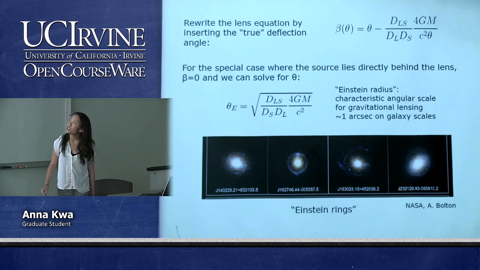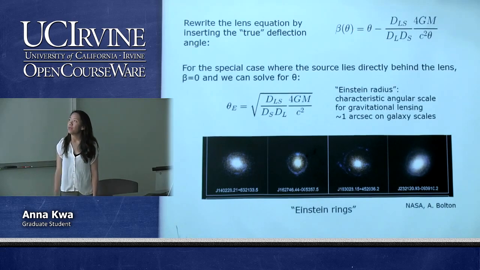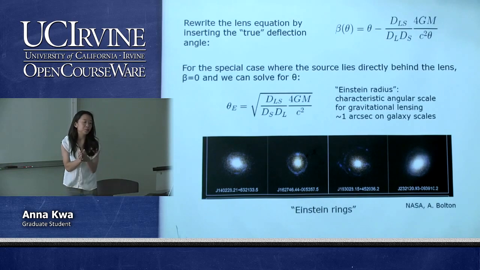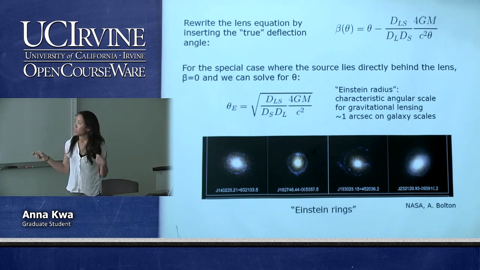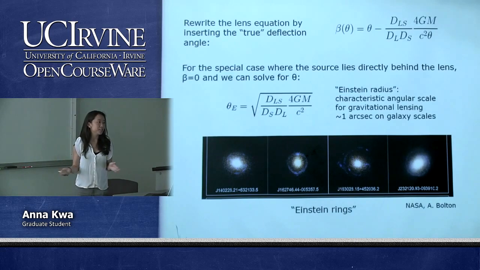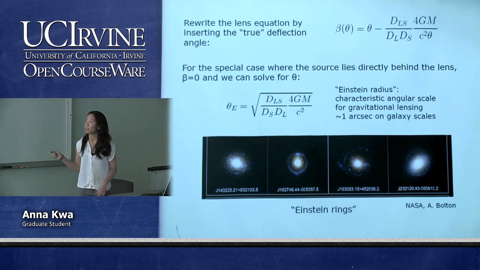Okay, so insert that into the lens equation. So now we have this. And you can solve for the special case where beta equals 0. So remember, beta is the angle between your source object and the lens. So if beta equals 0, that means that your source is directly behind the lens. So you get this theta Einstein, the Einstein radius they call it, is sort of the angular scale that's characteristic for these kinds of lensing events. And of course, if it's directly behind the lens, then there's no preferred direction for the light to be bent into. So you should see just a perfect ring, and you call that an Einstein ring.